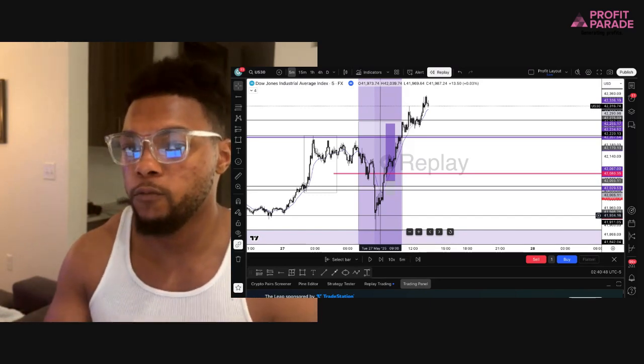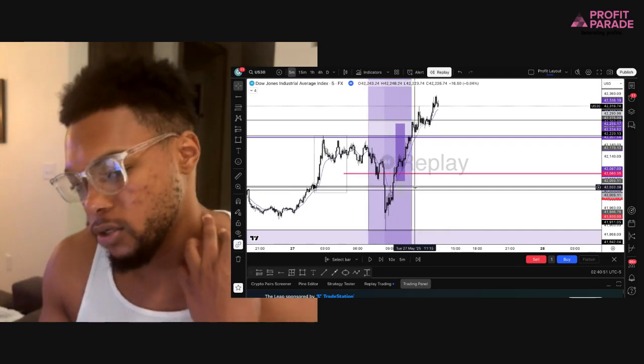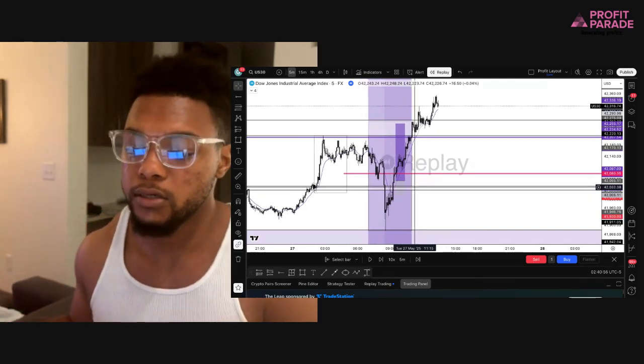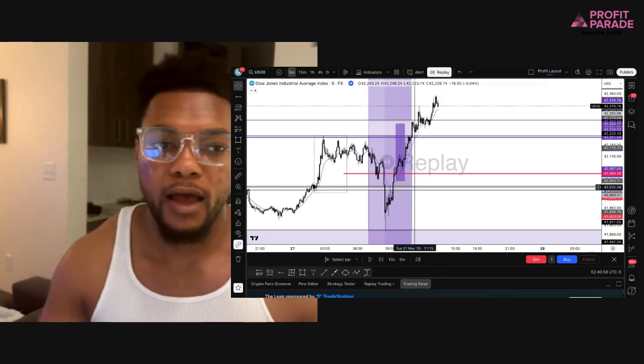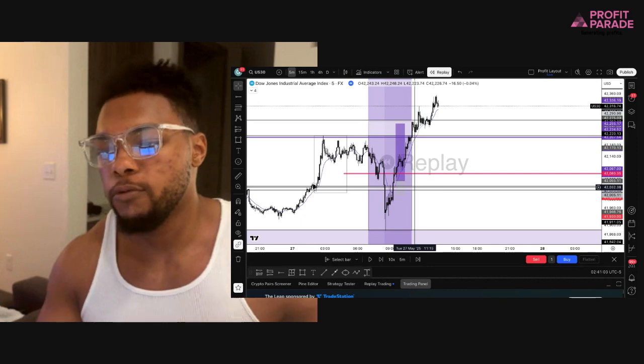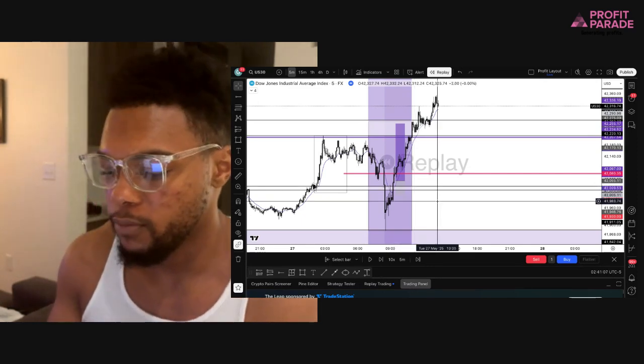So I know that if one is going up, the other one most likely is going to go up as well. Sometimes they're delayed because there's different companies in each of these indexes. So one might have AI, the other might have a different company. So the reactions might be delayed. So it might move differently because it has different companies in it.